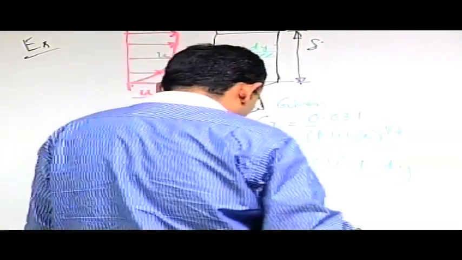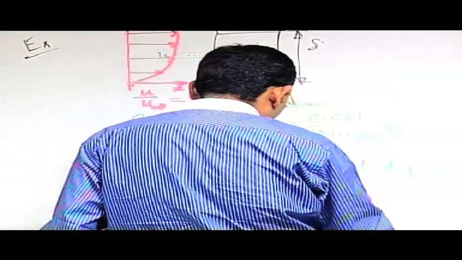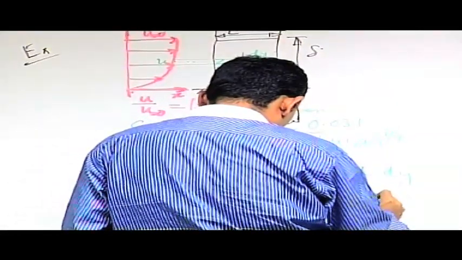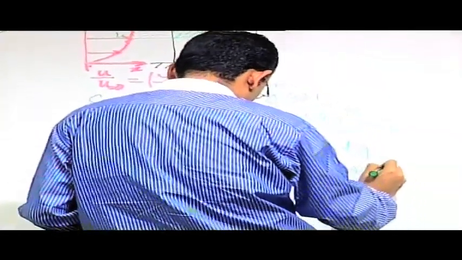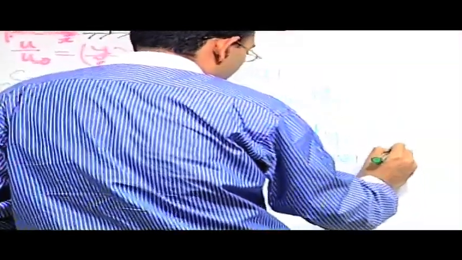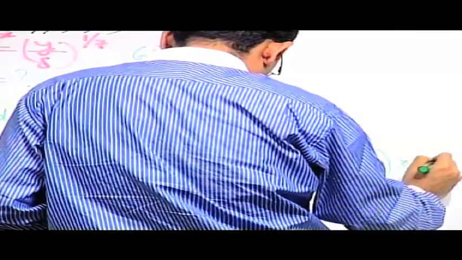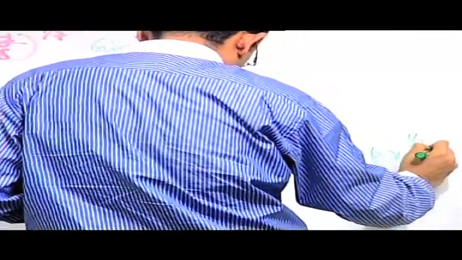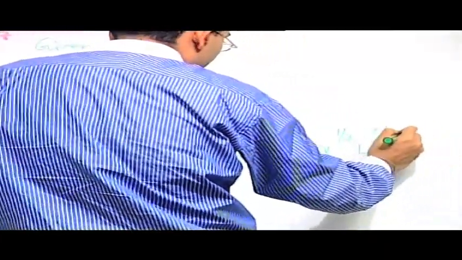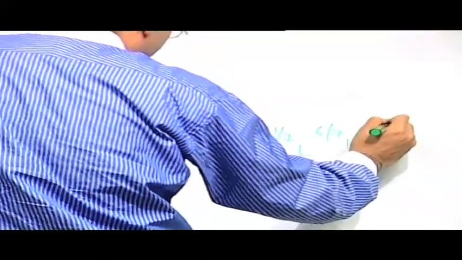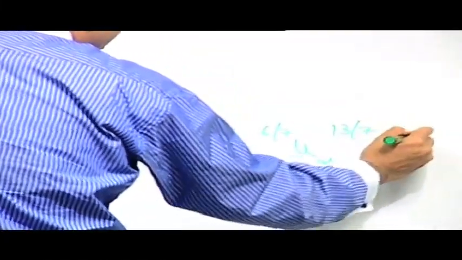So I am not going through all the integration, but if you calculate the total drag force, it is 0.031 into 49 by 62 into rho nu to the power 1 by 7, L to the power 6 by 7, u infinity to the power 13 by 7 into delta. This is the final answer to this problem.